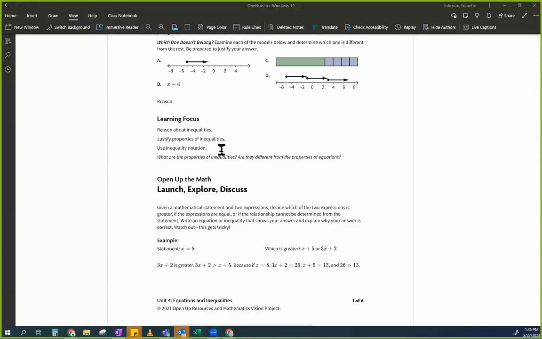Justify properties of inequalities. Again, we're going to be talking about properties. Use inequality notation. So we're going to be talking about different notation. You guys have learned some notation from earlier this year. And what are properties of inequalities? Are they different from properties of equations? So a property in terms of mathematics and in terms of other things too will hold true for all inequalities.